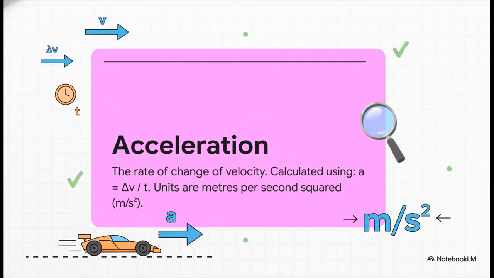The first equation we need is the one for acceleration itself. It's simply how quickly your velocity changes. The formula makes total sense. Acceleration equals the change in velocity divided by the time it took for that change to happen. And please remember your units. It's a classic mistake to forget them. Acceleration is in meters per second squared.